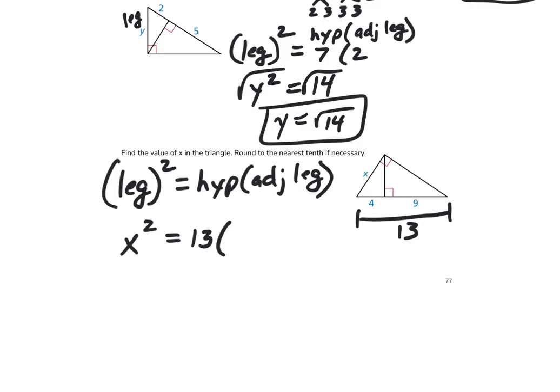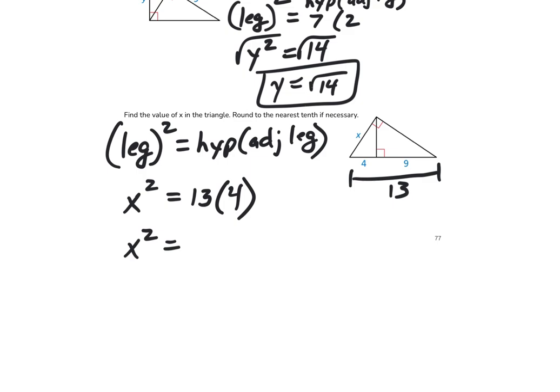What is the leg adjacent to x? Is x next to 4 or is it next to 9? Well, it's x next to 4, right? If this was the leg where x was at, then it would be adjacent to 9. That's all you got to decide here, okay? X squared, the whole hypotenuse, x is adjacent to 4. So 4 is what goes in right here. 13 times 4 is 52.